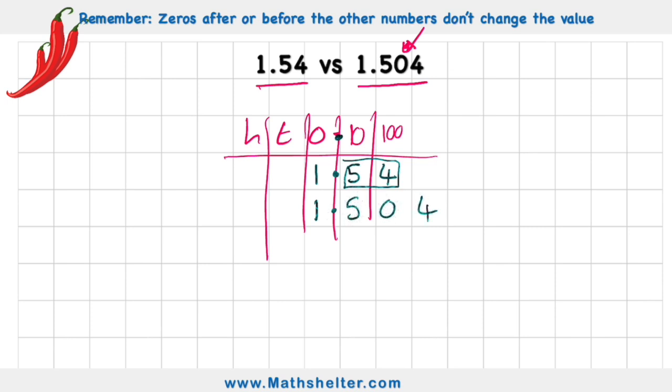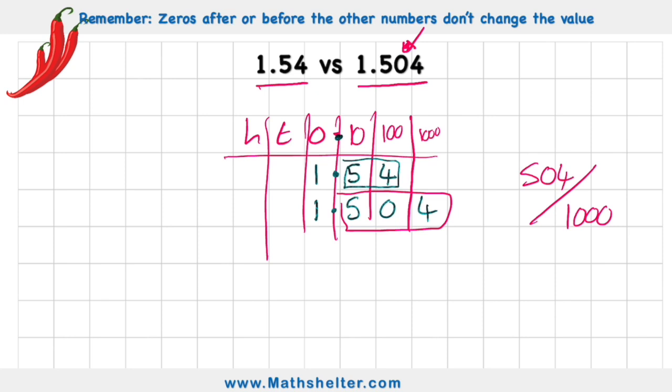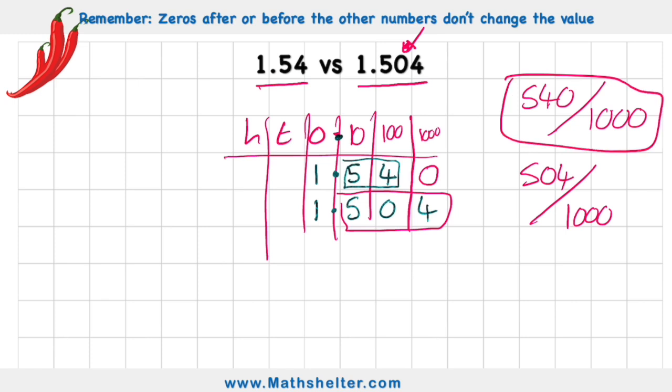1.504. So now I'm going to need another column. I'm going to need my thousandths column, and I can see that I have 504 thousandths. But on the top number I have 54, but I would put a placeholder here so that it's working with the thousandths, and I can see now I have 540 thousandths. So is that the same? No, 540 obviously has a greater value than 504. That is guaranteed proof that the zeros after or before the numbers don't change the value, but when there's a 0 snuck in there between the values, we will get a different number.